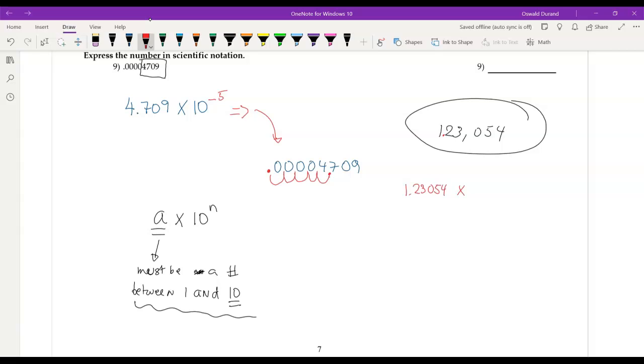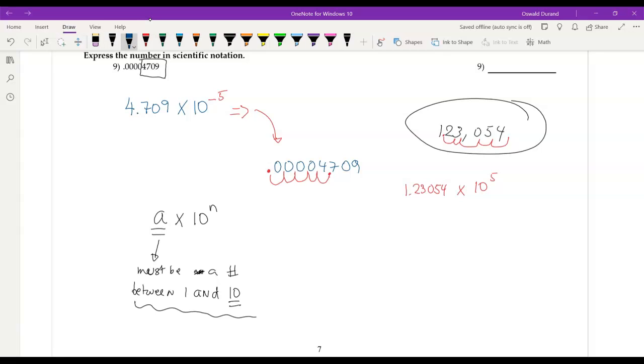Times 10 to the power of n, right, is going to tell me that decimal point has to go 5 units or 6 units to the right. That's all it does to be equivalent. So here will be 10, and then I know that decimal point is going to be 1, 2, 3, 4, 5. Because I'm going to the right, then the exponent is positive 5.